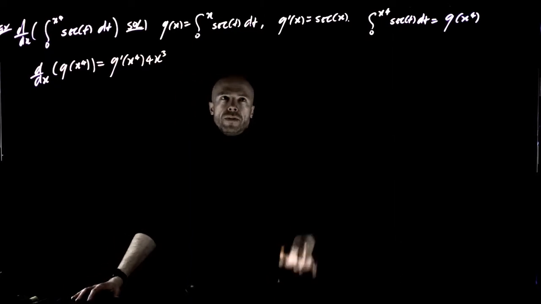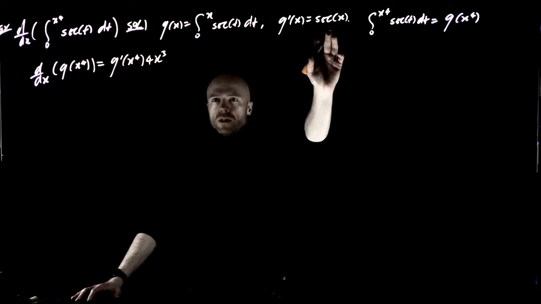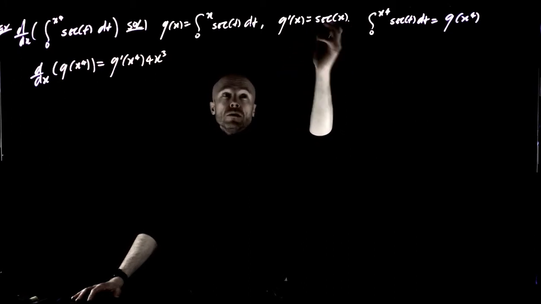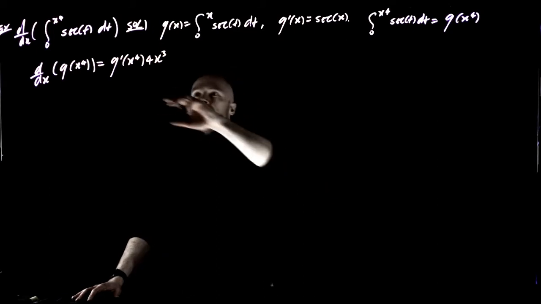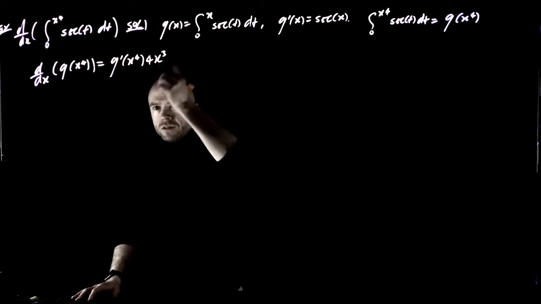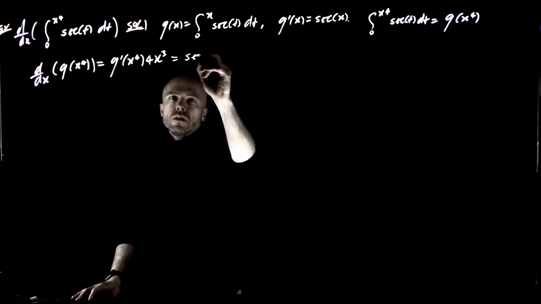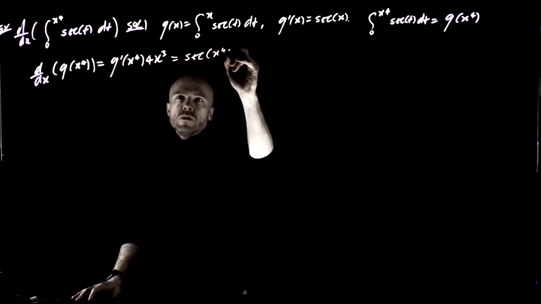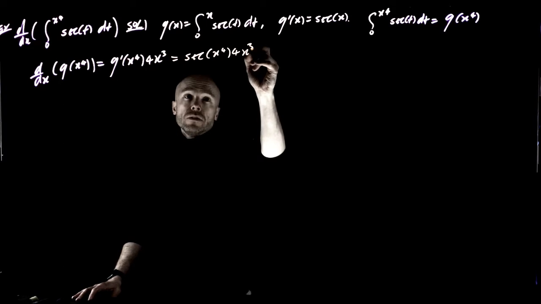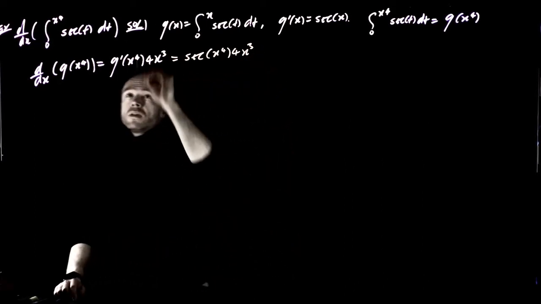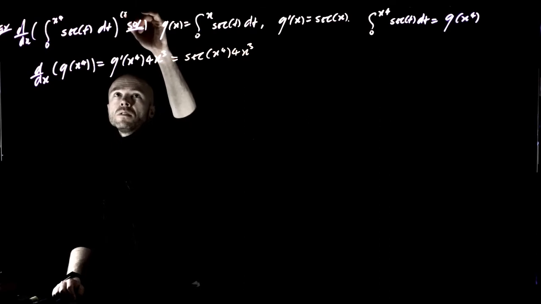Just the chain rule. And this thing we actually know how to differentiate. We know the derivative is just equal to sec x, right? So g prime applied to this number x to the 4 is just sec x to the 4. So this is just sec x to the 4, 4x to the 3, and that's it. That's the answer.